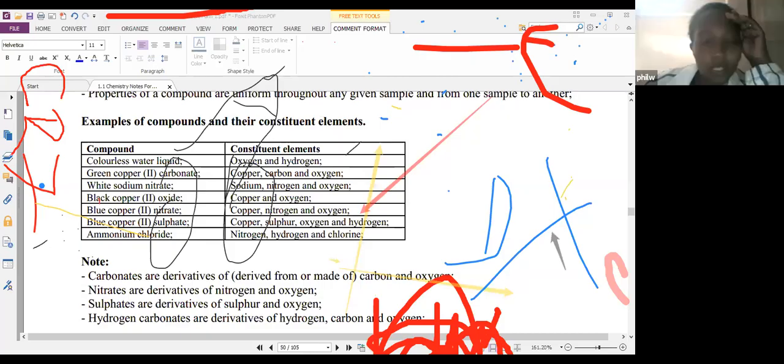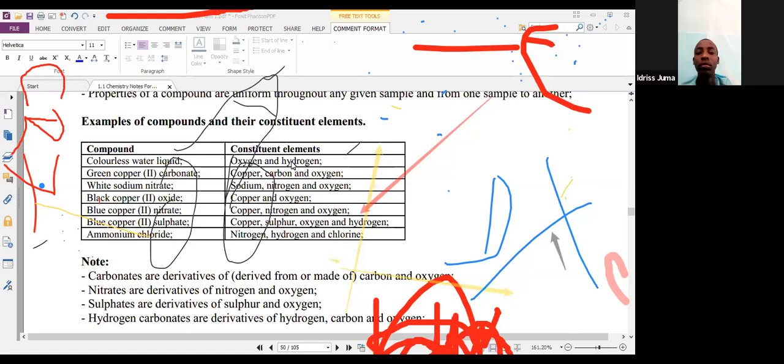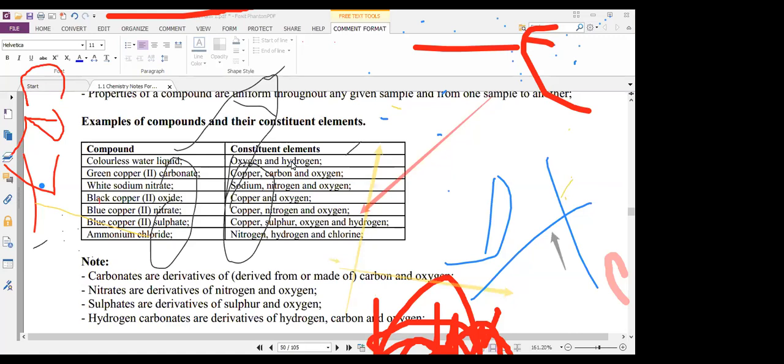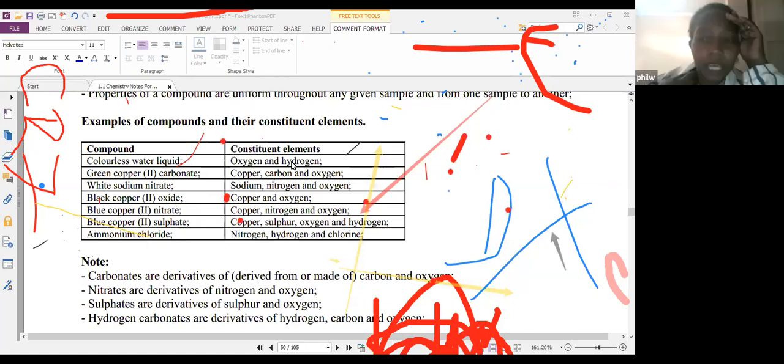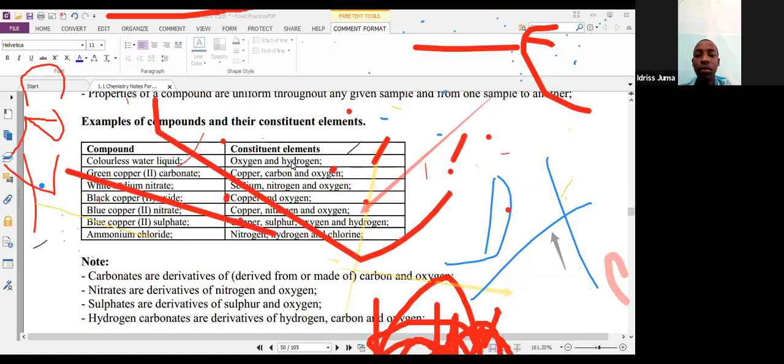Oxygen and hydrogen molecules, no, you cannot separate them. It is not easy to separate it. Water can only change from ice to liquid to gas. But when it comes to separation, probably when you go to Form 4, it is hard.